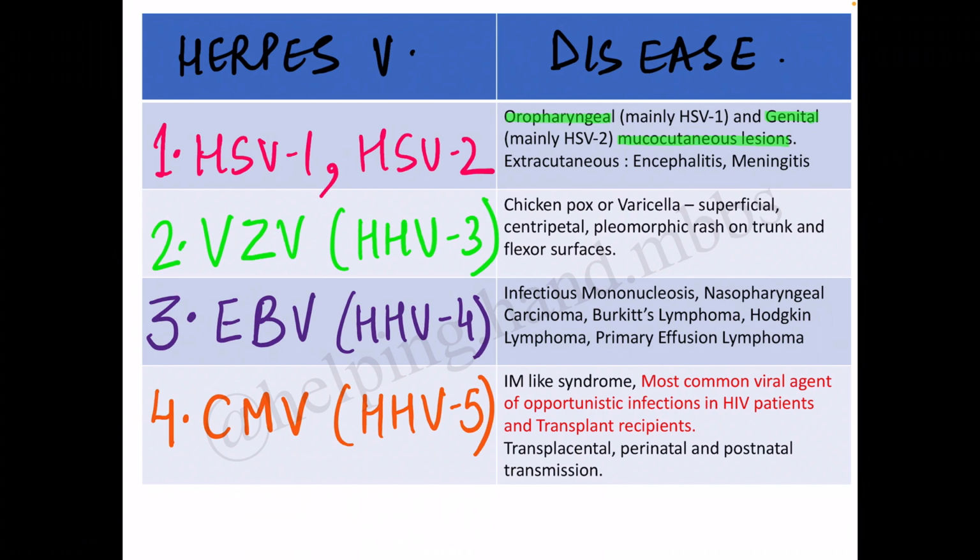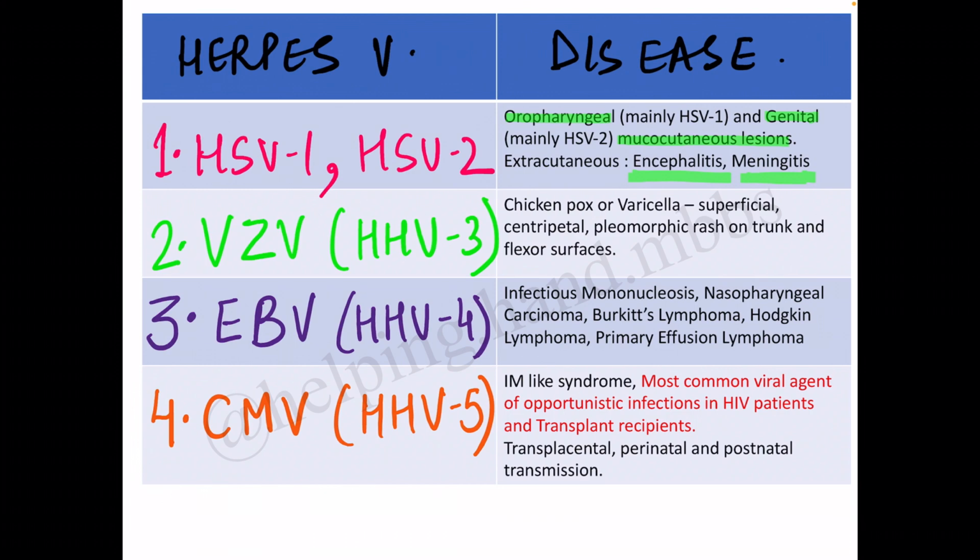So HSV 1 is associated with oropharyngeal lesions, and since the genital area is the lower area of the body, it is associated with HSV 2 mainly. So they cause some mucocutaneous lesions. We can also have some extracutaneous manifestations like encephalitis and meningitis. Please go through the details from your books.